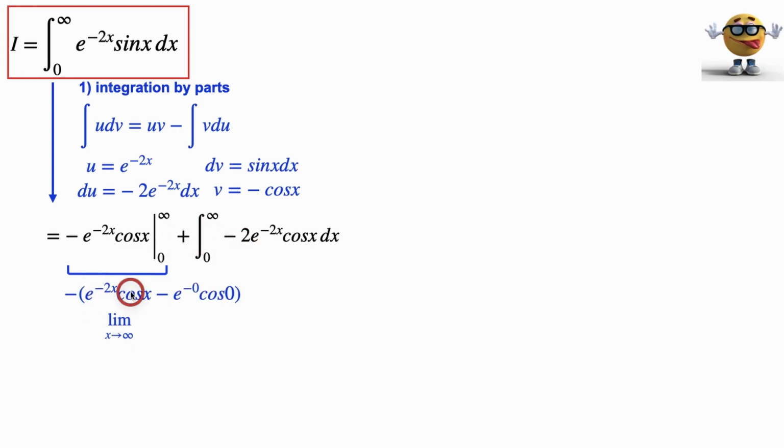And this first term here is going to be 0, because as x goes to infinity, this becomes 0. Cos 0, this becomes 1. So this whole thing is negative 1, but there's a negative here, so these two negatives make it positive, so this term is positive 1.